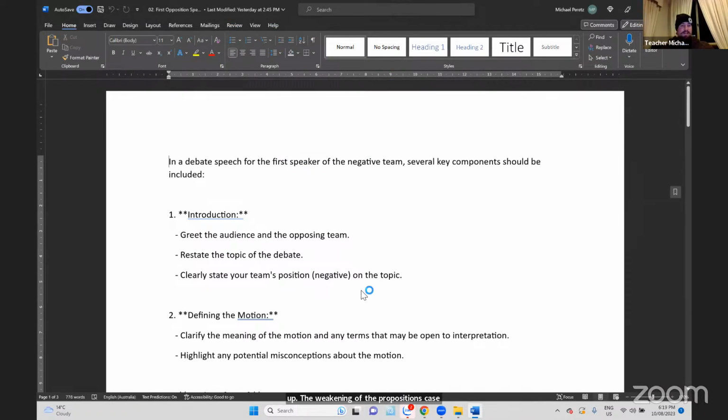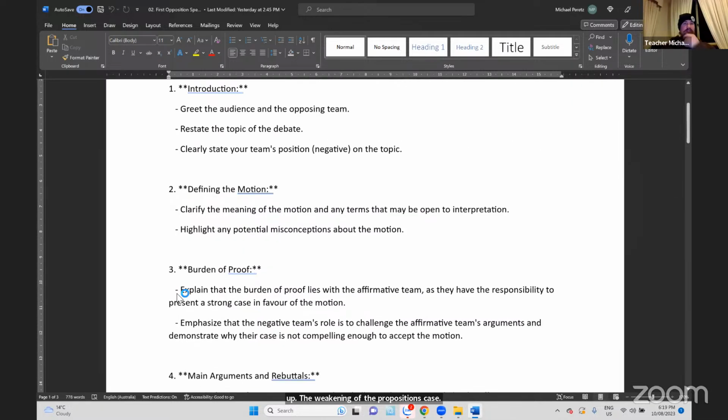Because remember, for the opposition team, they need to remind the audience of the burden of proof. So it is the proposition team's job to prove themselves correct, but it's not the opposition's job to prove themselves correct. It's the opposition's job to make you doubt the proposition team.